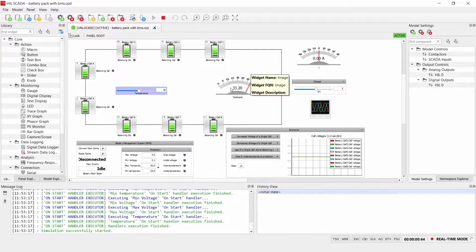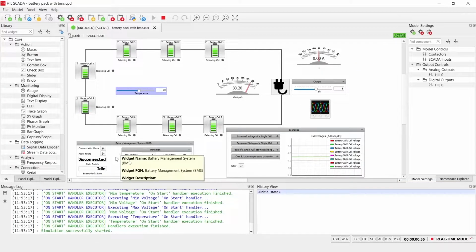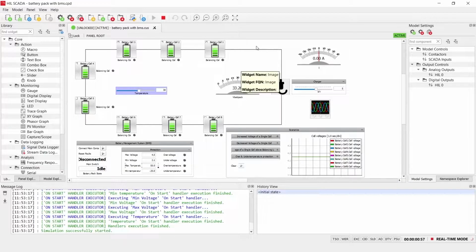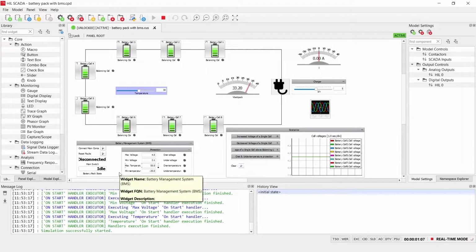It's also important to notice that right now no current is flowing as the main switch is disconnected. To have the current flow that I desire, such as 5 amps charging the batteries or maybe minus 5 to discharge the batteries, I will first need to connect the main contactor. I will not do this because I just want to show the reaction of the over temperature protection first.